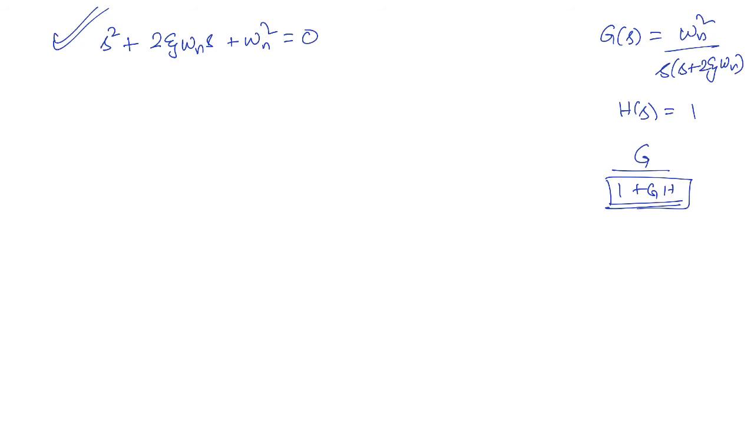The roots will be given as minus zeta omega n plus or minus j omega n root over 1 minus zeta square. Okay, so we also know that zeta omega n is alpha and omega n root over 1 minus zeta square is omega d. So you can write the roots also as minus alpha plus or minus j omega d. So we see that s has a real part as well as an imaginary part.